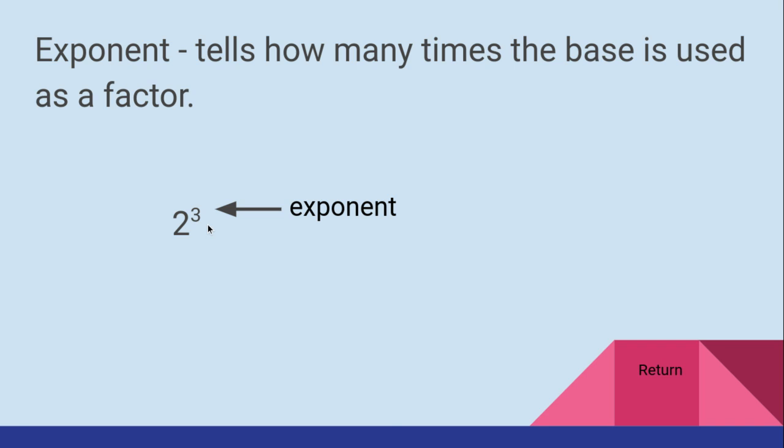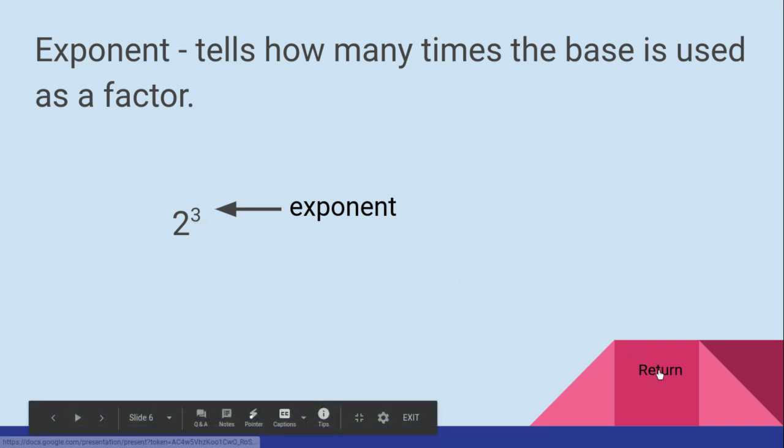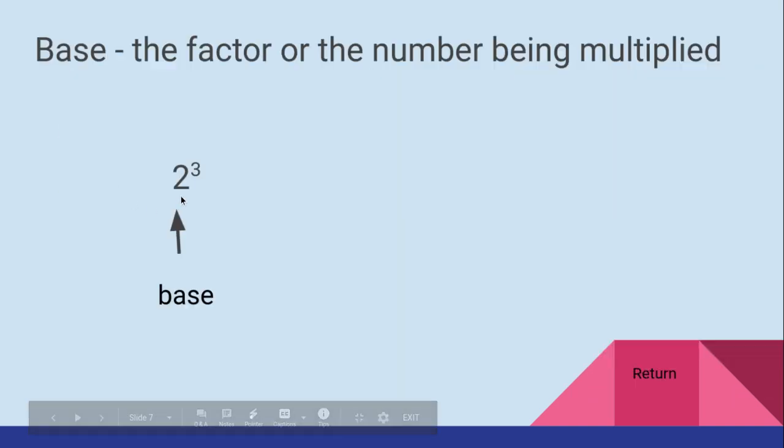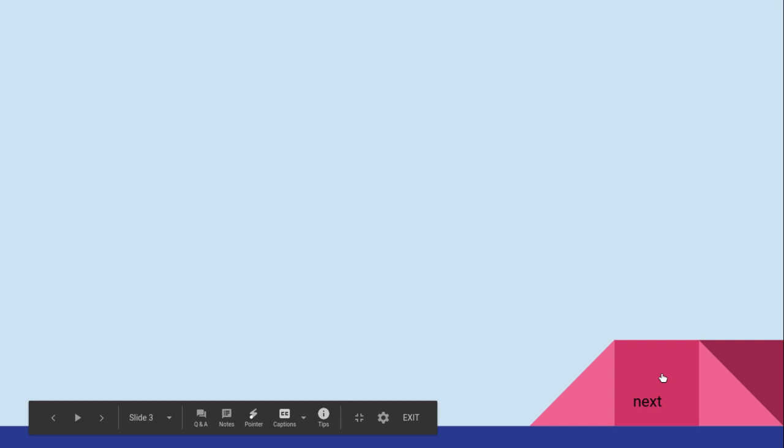So my exponent here is the 3, which is the small number to the top right. Then we have the base. The base number is the big number that I have written, so that is 2. The base is the number that's going to be multiplied, the number of times the exponent says.